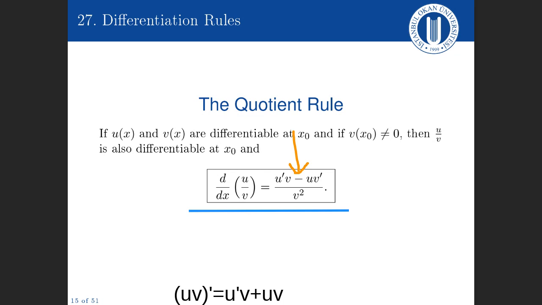Another thing I want to say is in the product rule, it doesn't matter if we differentiate u first or differentiate v first because we've got a plus in the middle. But in the quotient rule, we have a minus sign. So it does matter that u is differentiated first on the top, and then minus, and then uv prime.